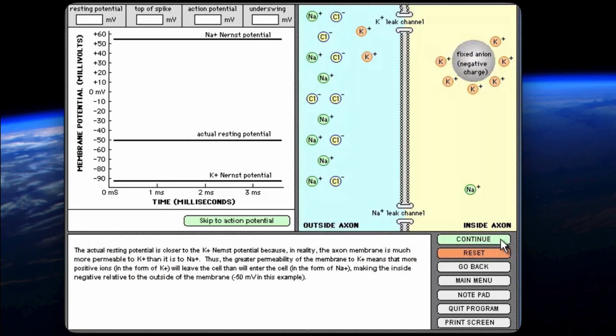The actual resting potential is closer to the potassium Nernst potential because in reality, the axon membrane is much more permeable to potassium than it is to sodium. Thus, the greater permeability of the membrane to potassium means that more positive ions in the form of potassium will leave the cell than will enter the cell in the form of sodium, making the inside negative relative to the outside of the membrane, negative 50 millivolts in this example.